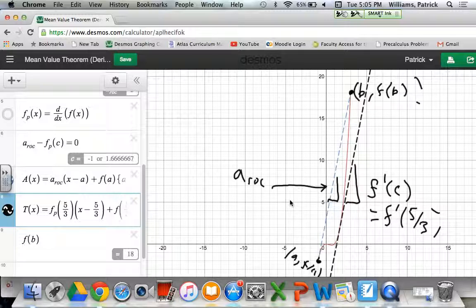Again, we've got a situation where our average rate of change is equal to our instantaneous rate of change at that particular point. So that's the mean value theorem. If you got questions about it, come in class tomorrow ready to ask them.